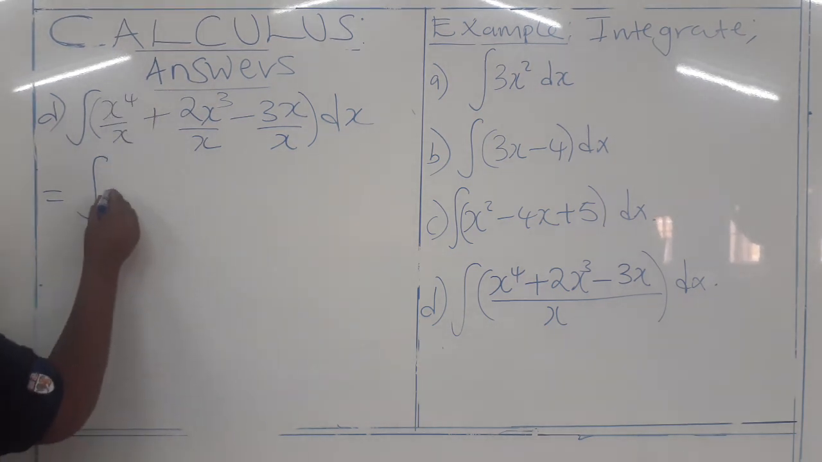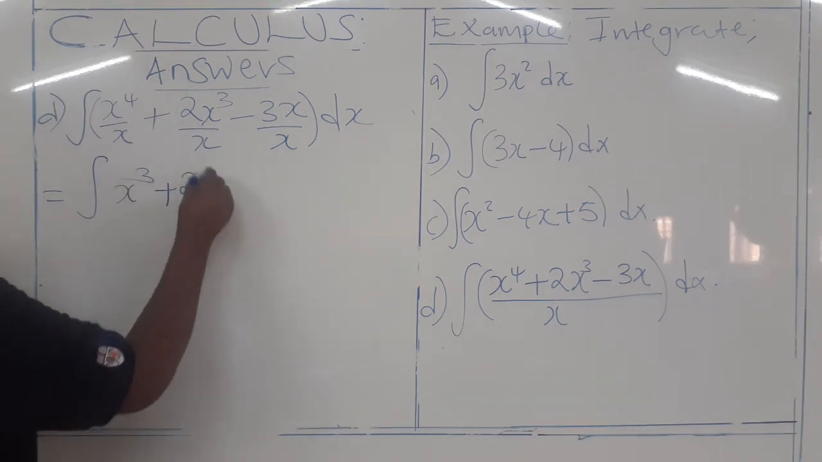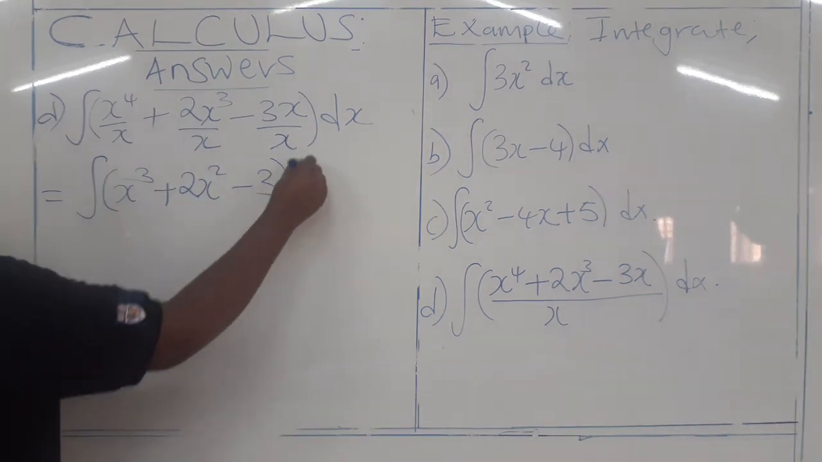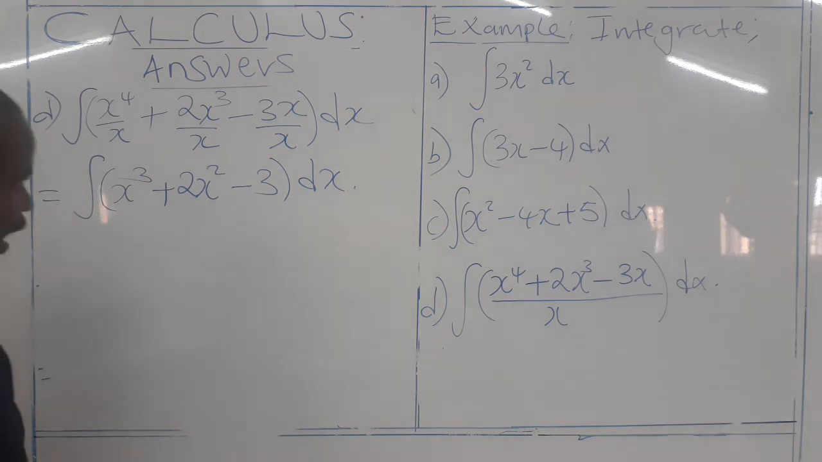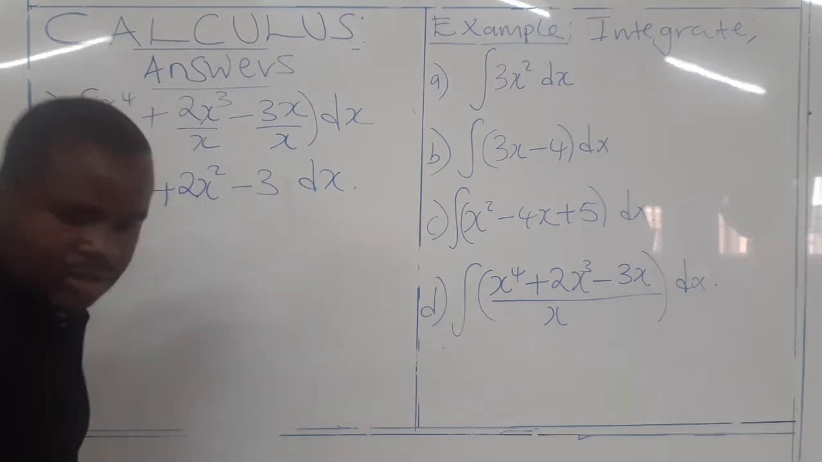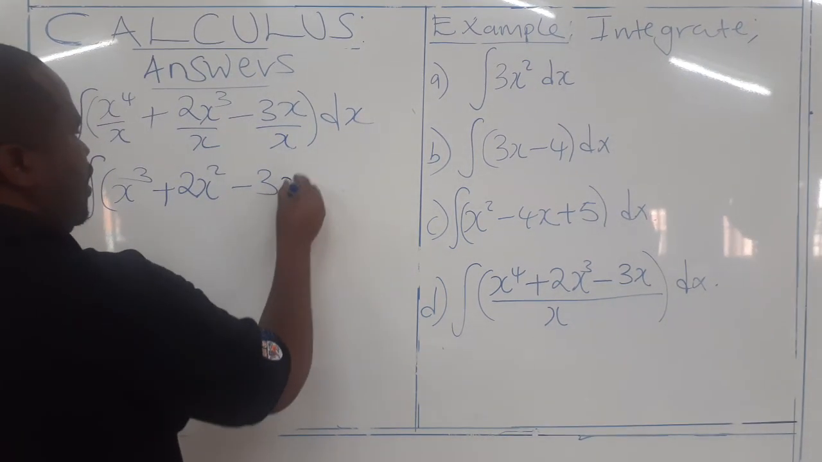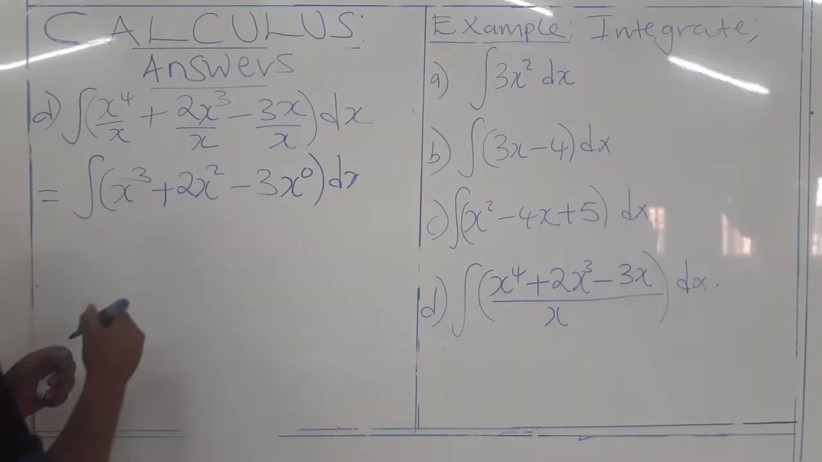So x into x to the power 4, you have x to the power 3 plus 2x to the power 2 minus 3x, because this and that will divide. So we need to integrate now everything with respect to x. I hope that is clear, friends. Now here again, when there is 3, you can even introduce x, so that we make our job easy. So this is the same as 3x to the power 0, because x to the power 0 is 1. But 1 by negative 3, we have negative 3.